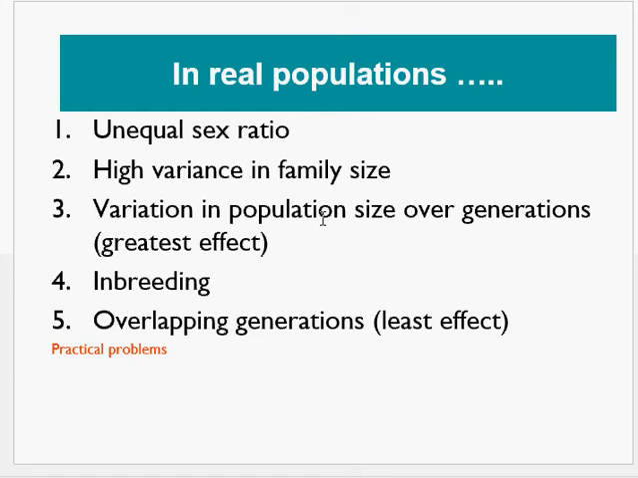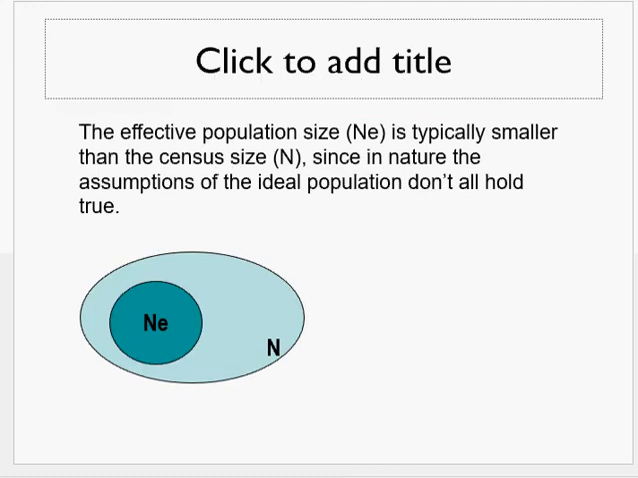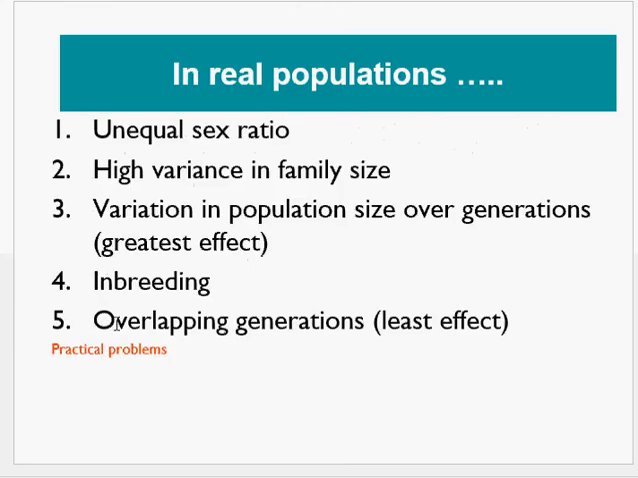Inbreeding is also a problem, or a confounding effect on equating the census population, or the true population size, with the effective population size. And finally, overlapping generations can be a problem as well, but the effect apparently isn't so big.